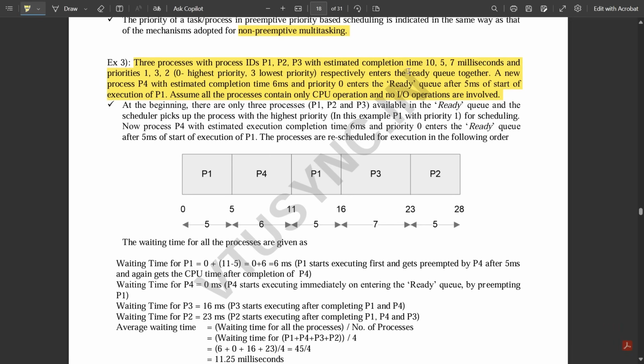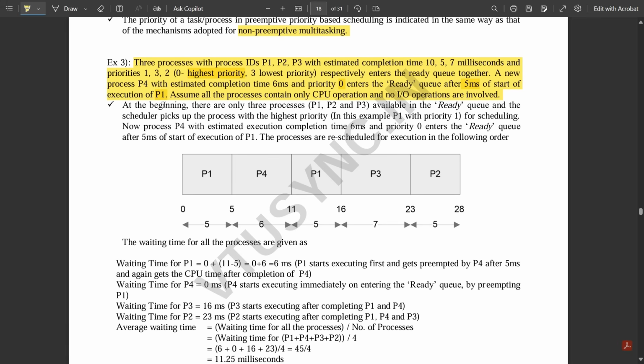These three processes enter the ready queue together. A new process P4 with a completion time of 6 milliseconds and priority 0 enters the ready queue after 5 milliseconds of start of execution of P1. Since the priority is 0, it is the highest priority. So the completion time for P4 is 6 milliseconds and it enters after 5 milliseconds of start of execution of P1. Assume all the processes contain only CPU operations and no IO operations are involved.